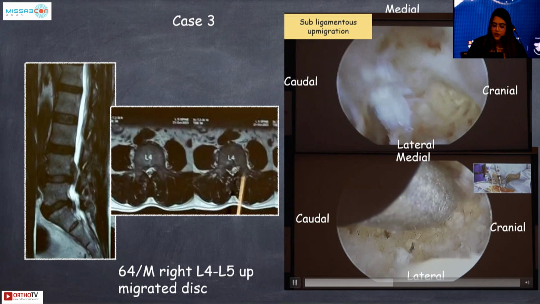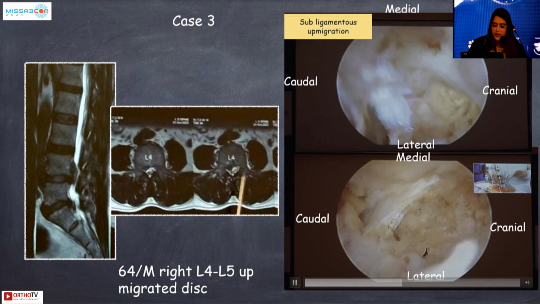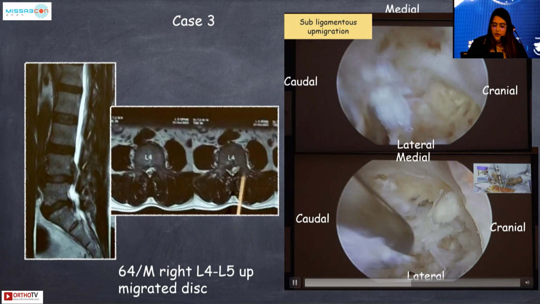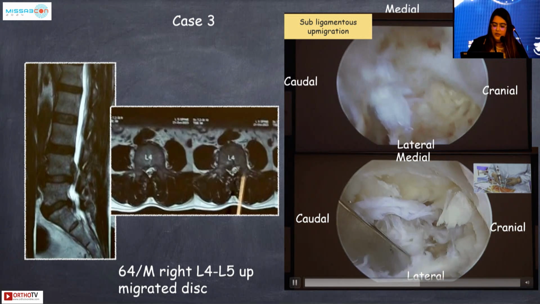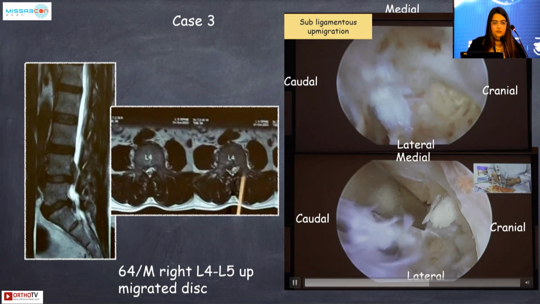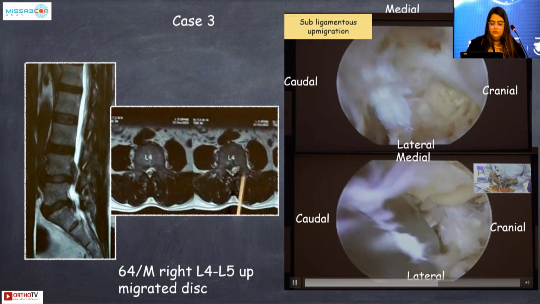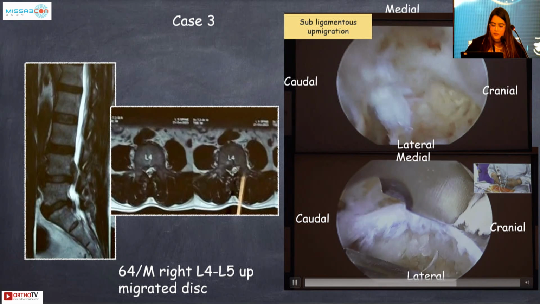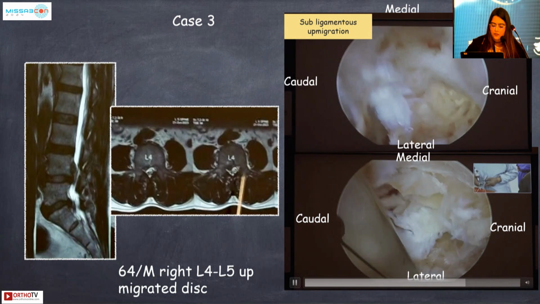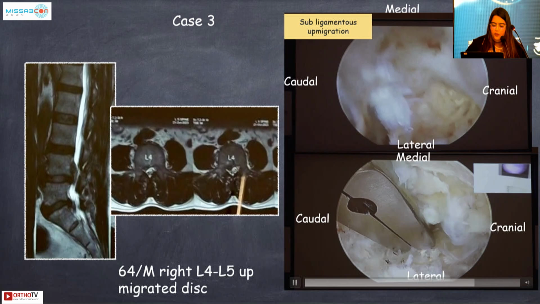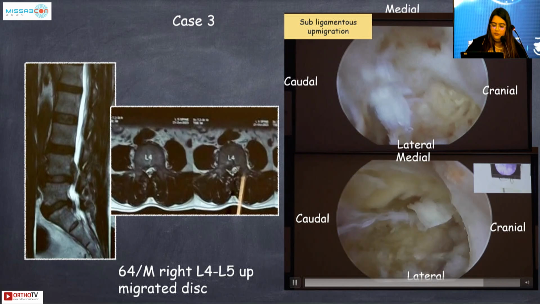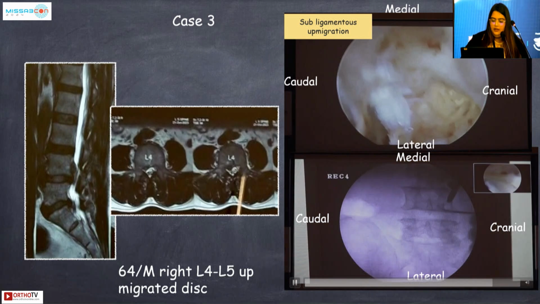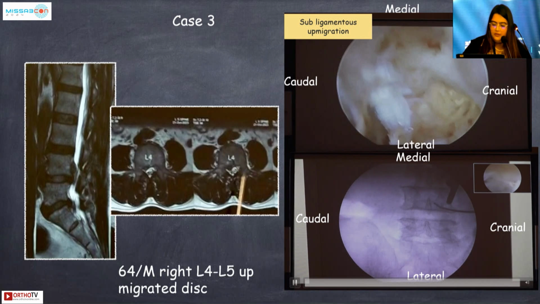Again, now we're using a radiofrequency wand to create some more space and then going back in to remove the disc fragment. This is the final fragment now. And here you can see the position of our nerve hook beneath the pedicle towards the midline and all the way up to the disc space.